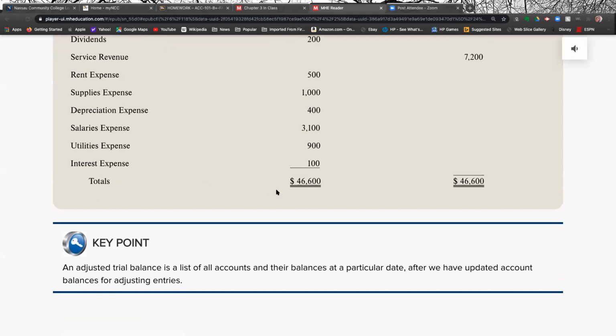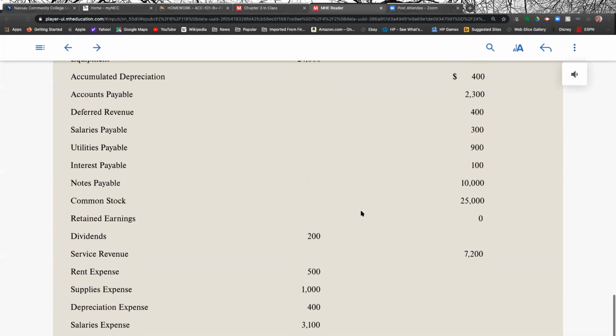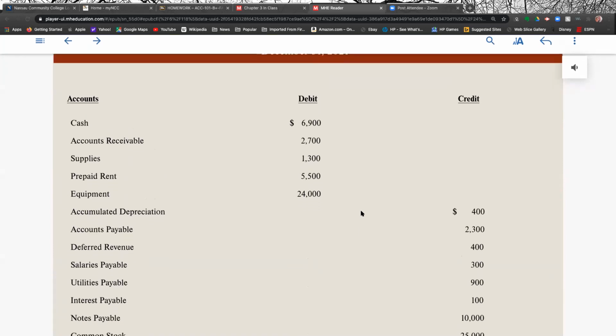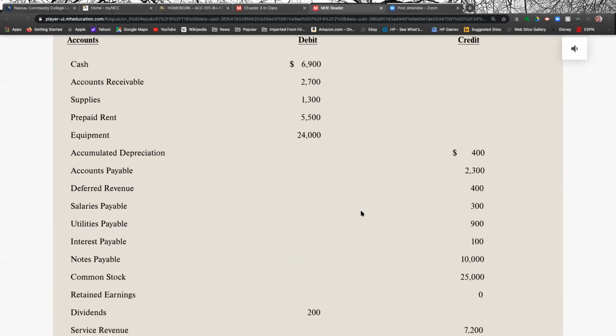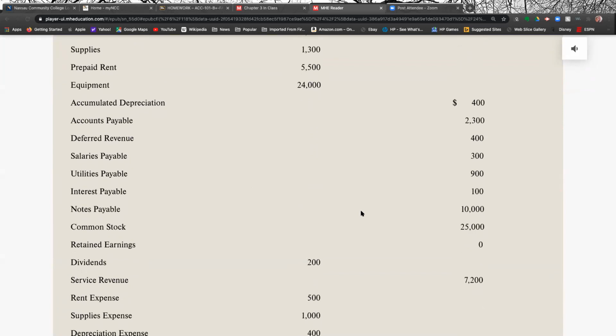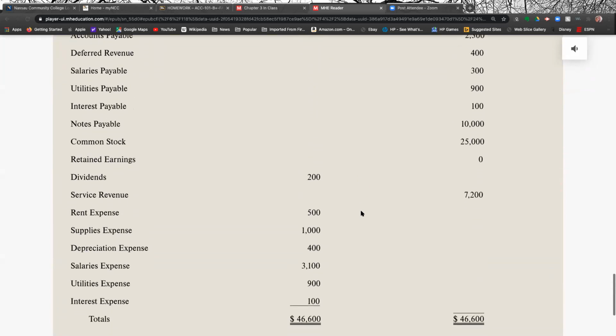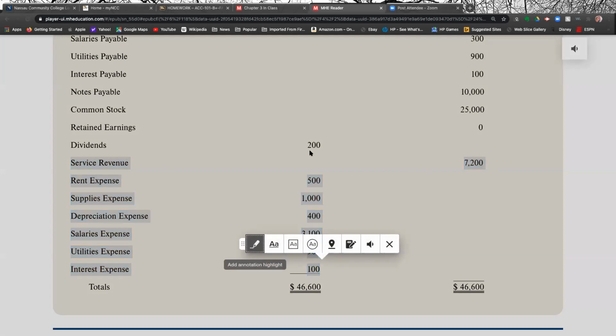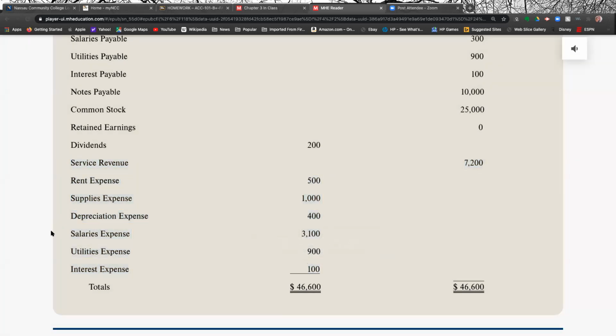So 46,600 debits, 46,600 credits. Now, these are the numbers that are going to actually go on the financial statements. From the adjusted trial balance, you can prepare your financial statements: income statement first, just like always, stockholders' equity statement second, balance sheet last. But notice you have all the accounts. Look, here's all the income statement accounts. So now to do an income statement is no big deal. All you've got to do is take these numbers and put them on an income statement.